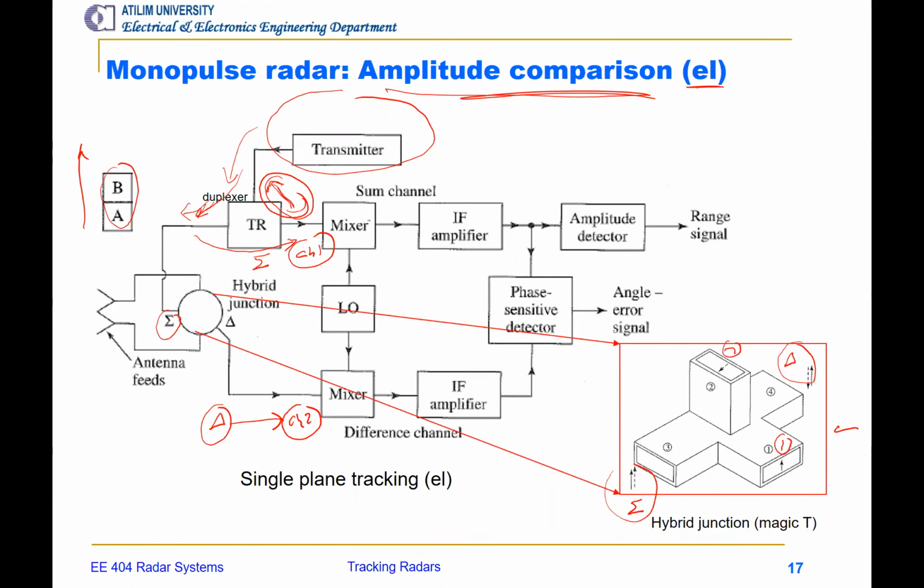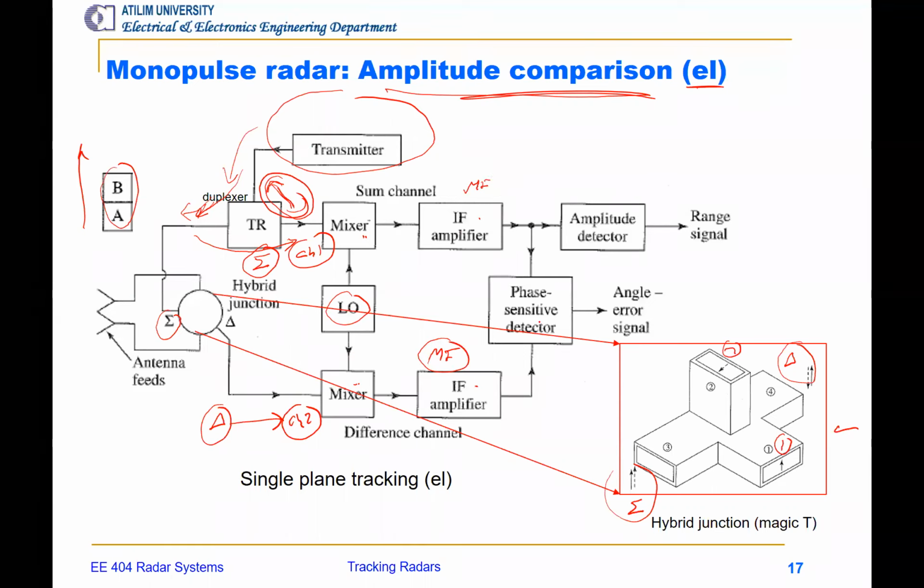Now, what will we get then? If I get the sum signal here, it is first mixed by the local oscillator, which is common to the difference channel. Again, we got the same mixer in here, and we got an IF amplifier. These are usually matched filters.